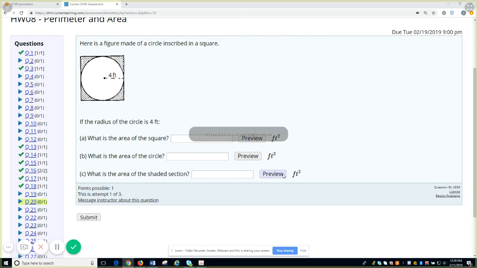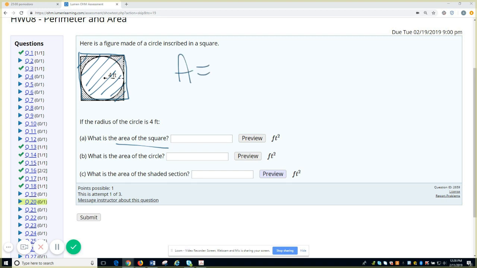All right. So in this question, you have a step-by-step process. So the first thing we have to find is the area of the square. So this is the square right here. And we're wanting to find the space inside the square. Okay. Now to find the area of a square, we need to multiply length times width, which are both the same. However, what is the length and what is the width?